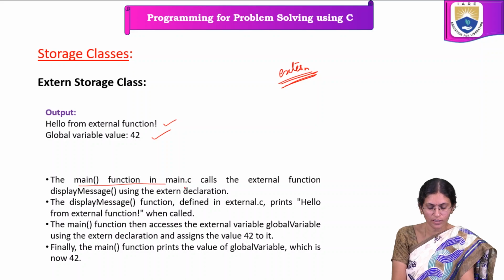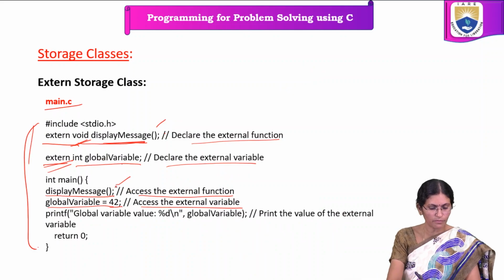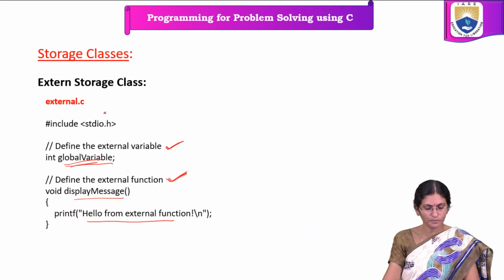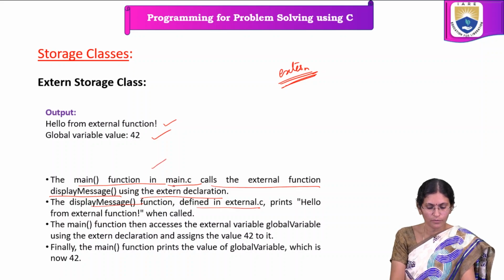So the main function in main.c calls the external function display message, as you can see here. Display message is called in the main function by using the external declaration. The actual definition of the display message function is in another file, external.c, and we are calling it from main.c, whereas it prints hello from external function when it is called.